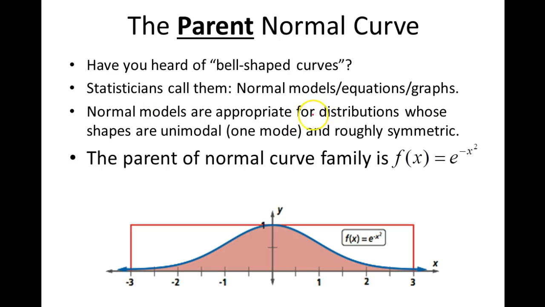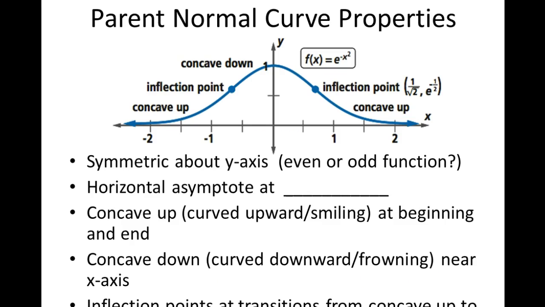Normal models are appropriate when you're doing a distribution, and we did distributions in chapter 10. And in those particular distributions that are considered normal, they will be unimodal, which means one mode, and they will be symmetric. The parent function for the normal curve is this equation here. I just need students to know that the equation was given to them. We're not really going to do much with the equation itself.